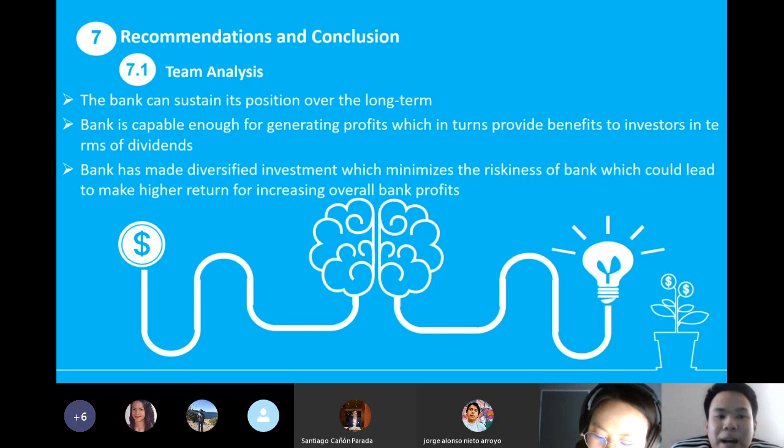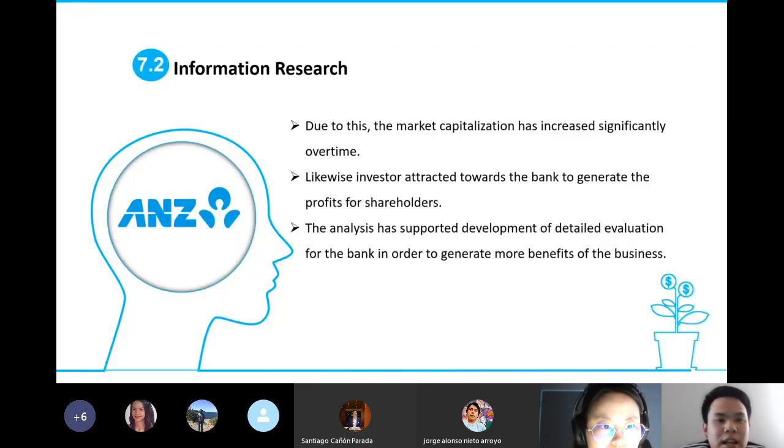The bank has also made diverse investments, which minimize the riskiness of the bank and could lead to higher returns, increasing overall bank profits. So that's our analysis, and later you will see the calculations of our group. That's what we came up with for this analysis. And then based on our, what's that one?